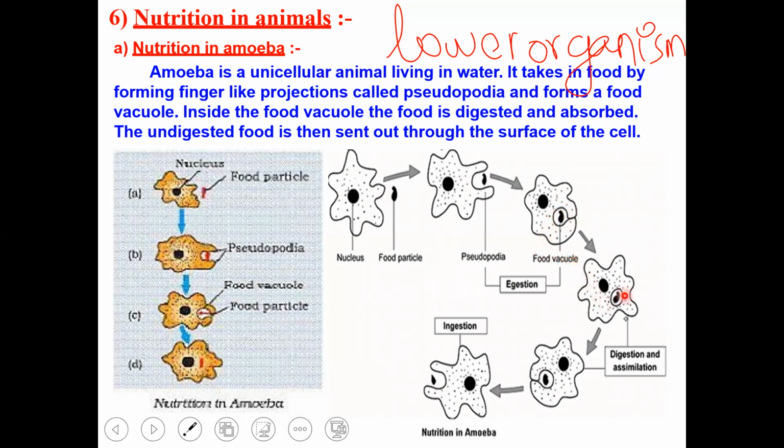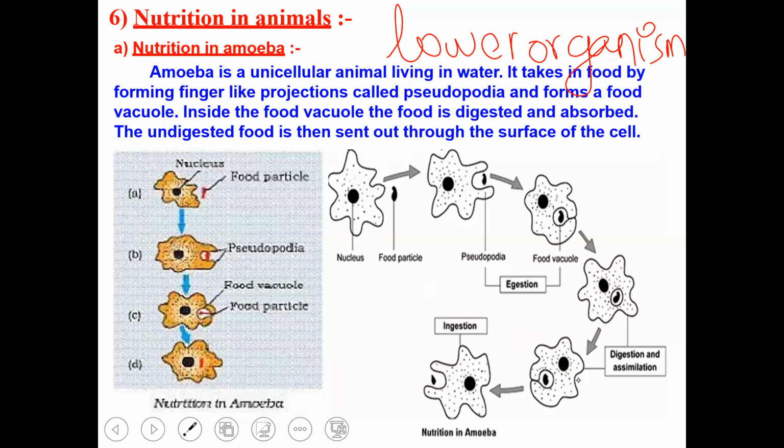In the cytoplasm of the amoeba, digestive enzymes are present which act on this food particle, and digestion of food occurs. Once the food is digested, it is assimilated by the cytoplasm. Assimilated means it is utilized by the cytoplasm or the cell of the amoeba. Once it is utilized, the waste is produced. That waste goes out by a process called egestion.